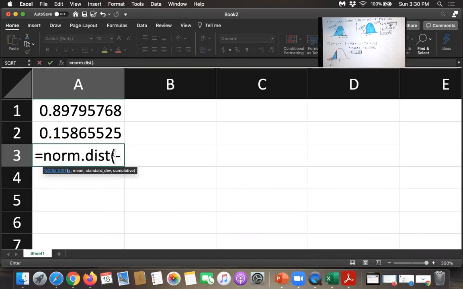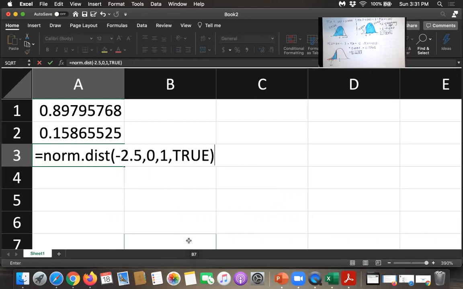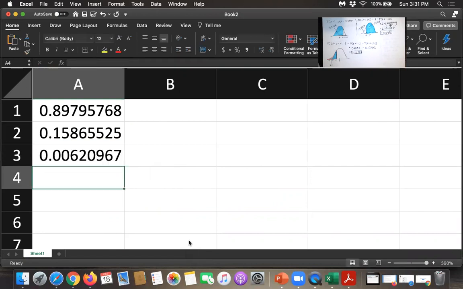So I use that normal distribution function. You have to put equals there, equals norm.dist, and then open parentheses, -2.5, that's the Z-score. We're talking about a normal distribution with a mean of 0 and a standard deviation of 1. That's what they ask for, the mean and the standard deviation. And then for cumulative distribution, do we want the area to the left or not? We say yes, we want the area to the left. So we're typing true to say we want the area to the left, equals.